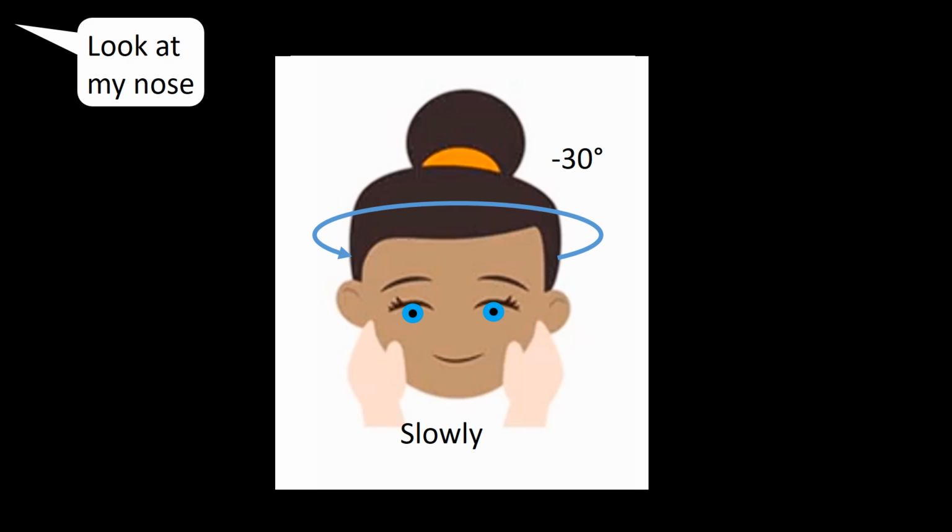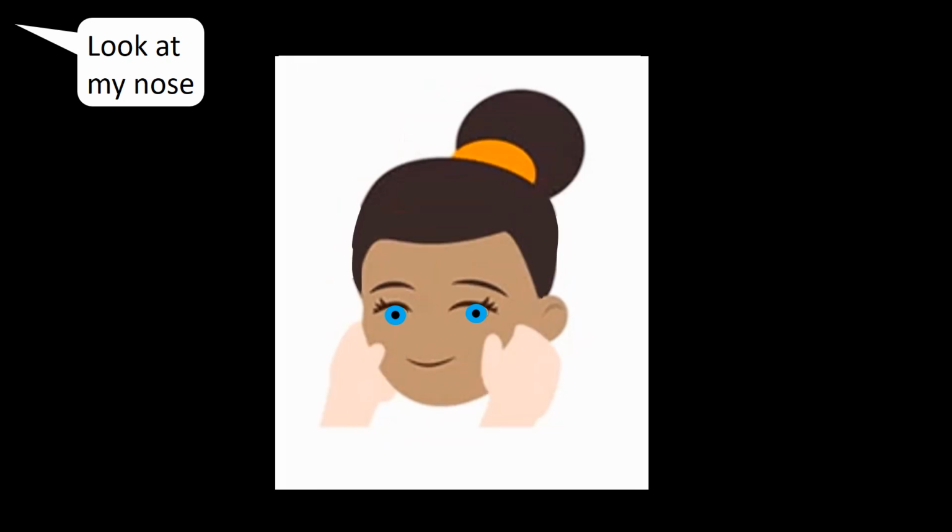Then slowly, very slowly, in order to avoid the acceleration of the semicircular canal endolymph, the head is twisted 30 degrees to one side, let's say to the right. Once the head is turned, the patient's eye should still be looking at the examiner's nose. Then the head is quickly returned back to its initial position.